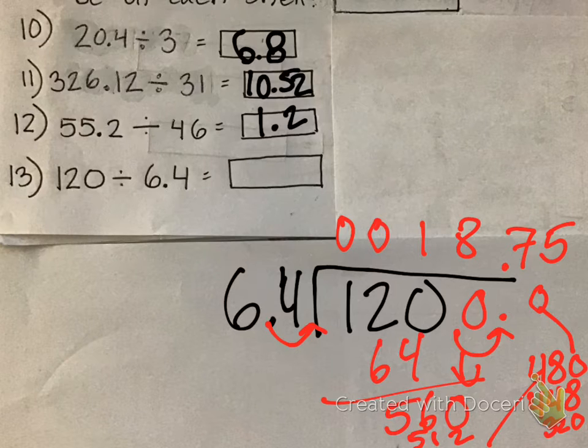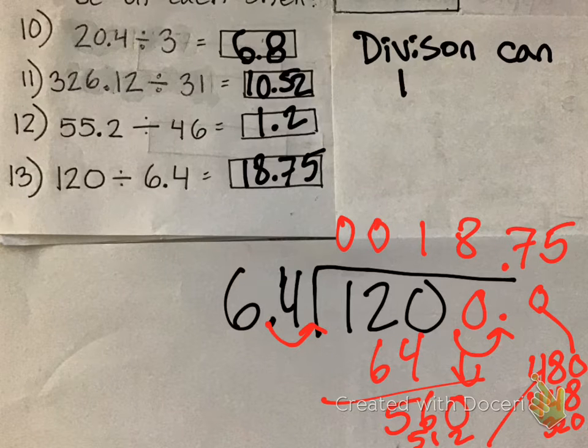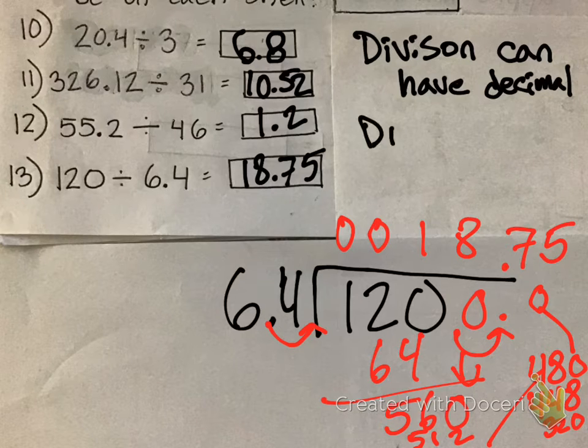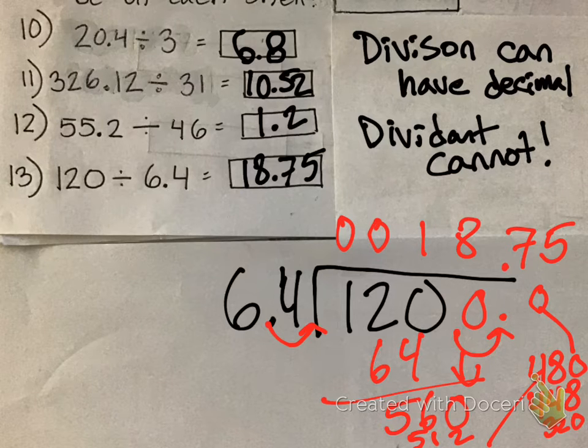So we get our answer for this one to be 18.75. On your paper, you'll have enough room to show the long division. On mine, I did not. But the important rule to remember is that your divisor can have a decimal, but your dividend cannot. The divisor can have a decimal, but your dividend cannot.